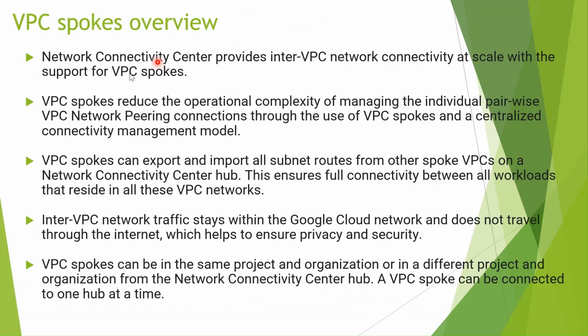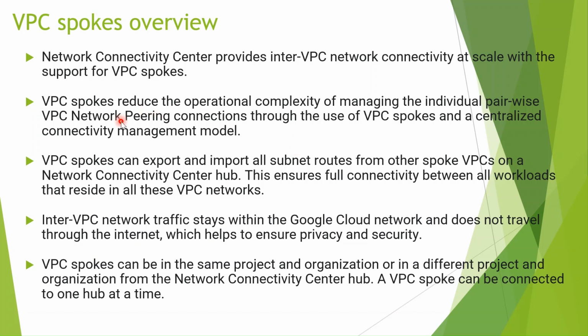So basically, Network Connectivity Center provides inter-VPC connectivity at scale with the support of VPC spokes. You can connect many VPC networks from different projects or even from different organizations to communicate with internal IP addresses. And VPC spokes also reduce the operational complexity of managing individual pairwise VPC network peering connections through the use of VPC spokes and a centralized connectivity management model. So basically, we don't have to use VPC network peering and we don't have to create so many connections and manage them. It's a very complex kind of task.